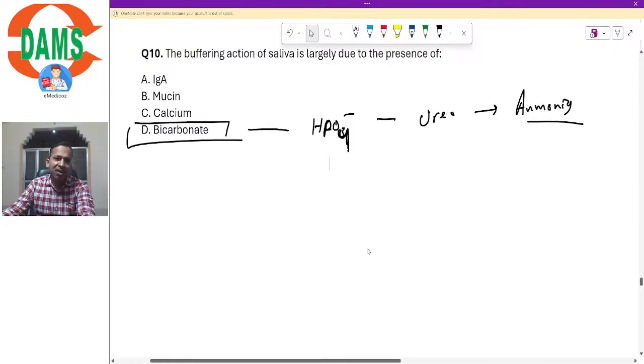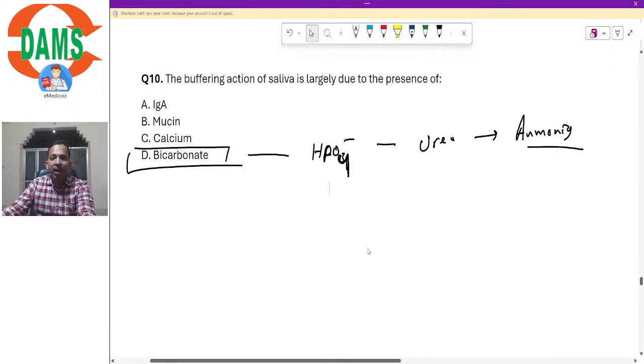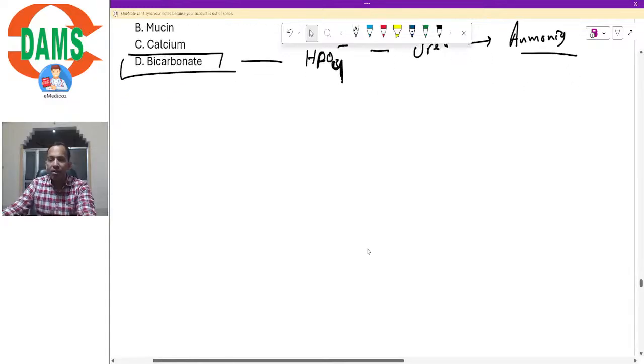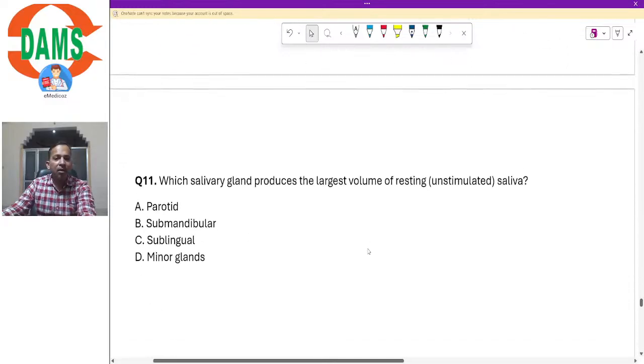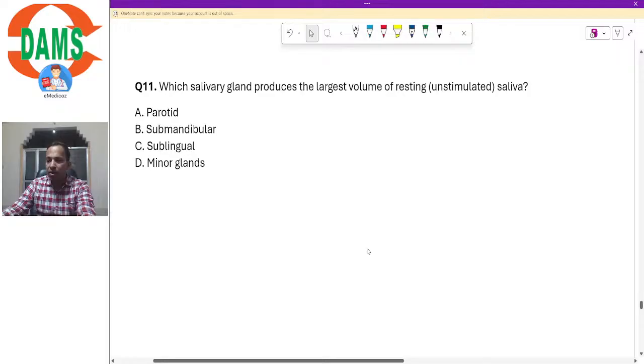ये B किसका आंसर दिया है? Mucin is not a buffer, right? It is bicarbonate, D. Mucin is for lubrication, isn't it?